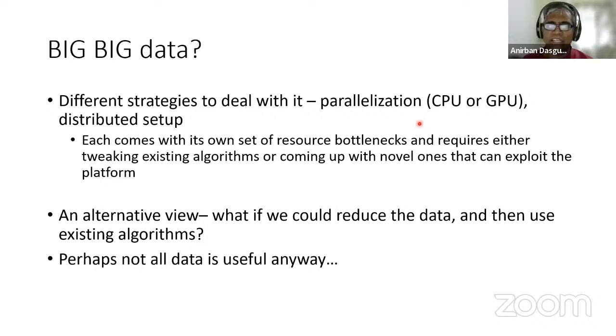However, what is important to note is that each of these strategies to deal with big data comes with its own set of resource bottlenecks and requires either tweaking existing algorithms or coming up with novel ones that can exploit the platform, right? For instance, if you're working on GPU, you need algorithms that are amenable to being parallelized by GPU. Specifically, in a multi-GPU setting, how do you write algorithms that effectively use the computational power you have brought in? That's not a trivial question.